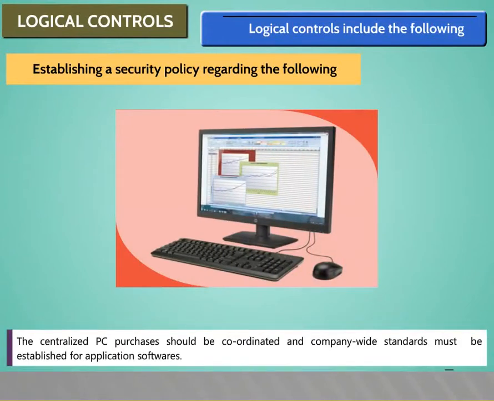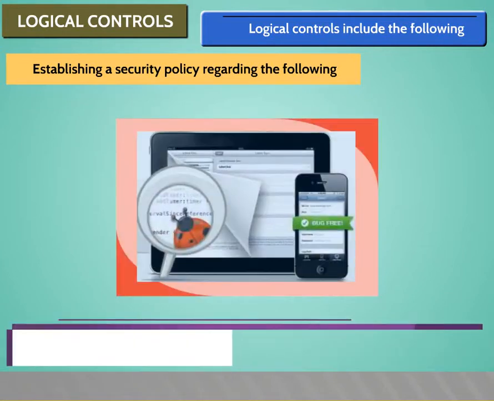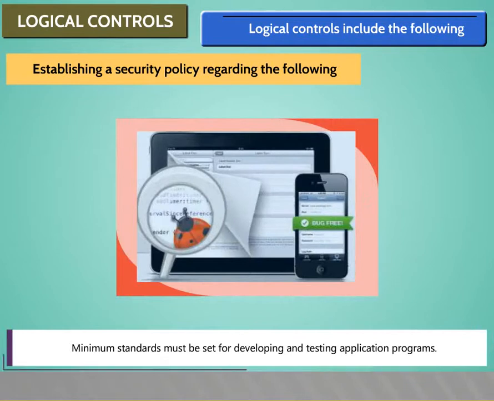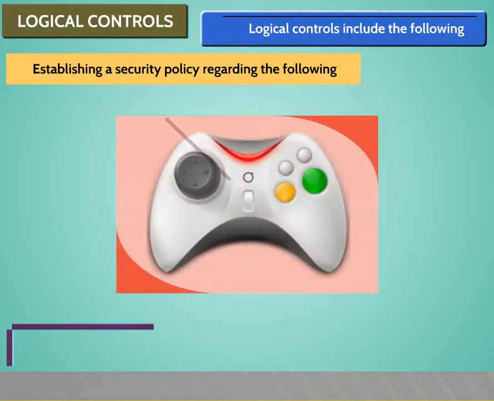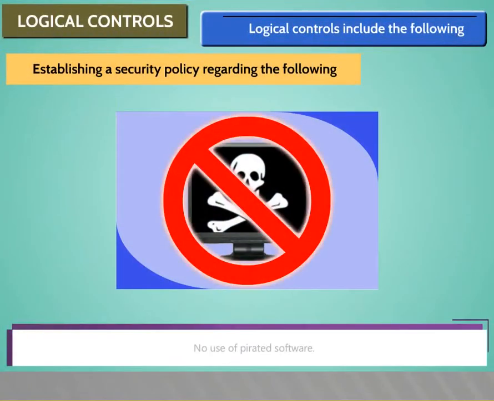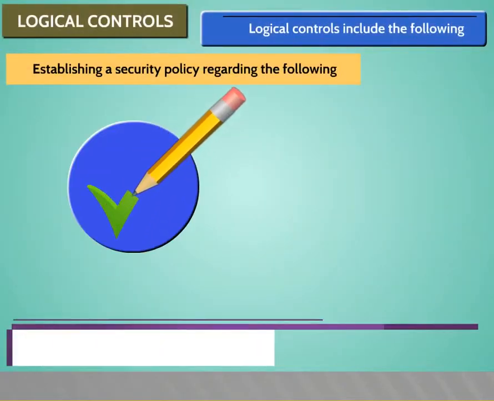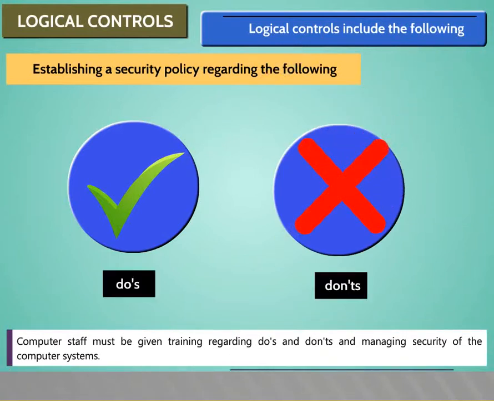Centralized PC purchases should be coordinated and company-wide standards must be established for application software. Minimum standards must be set for developing and testing application programs. No playing of computer games on corporate PCs. No use of pirated software. Computer staff must be given training regarding do's and don'ts and managing security of the computer systems.